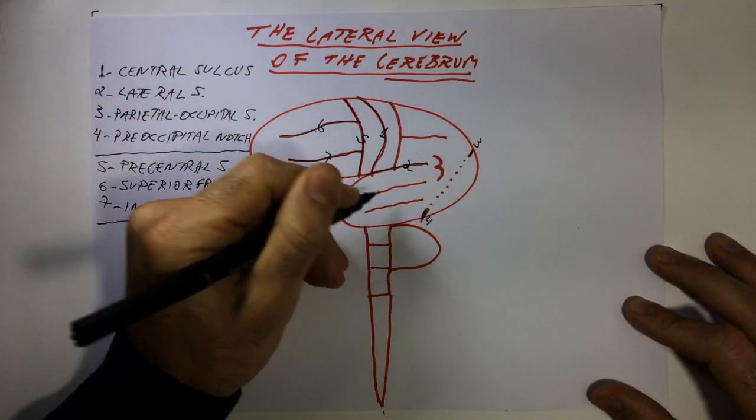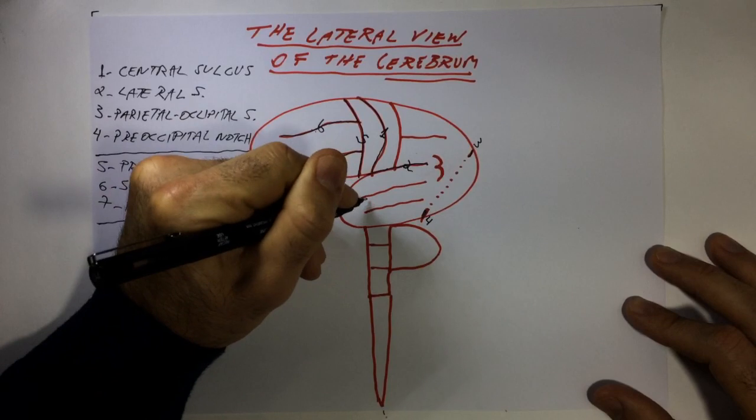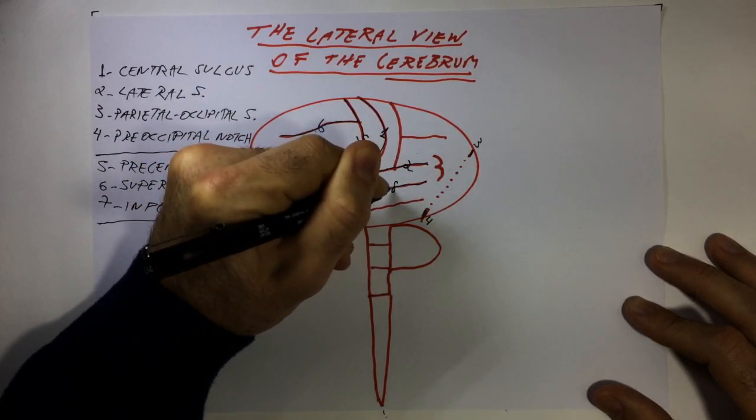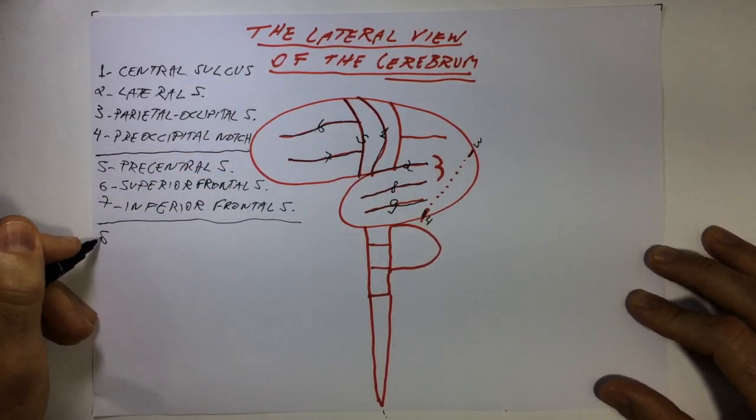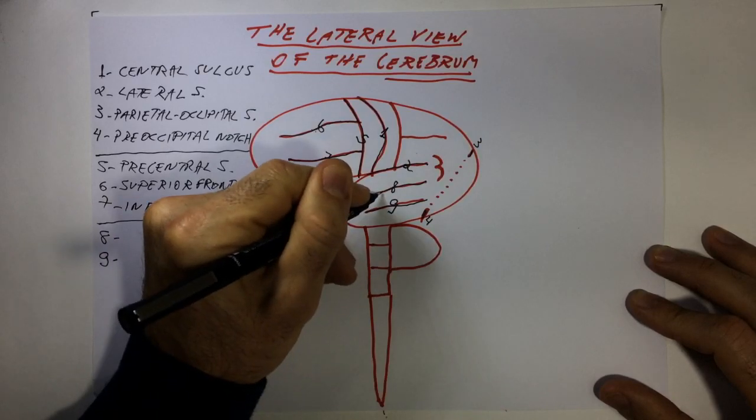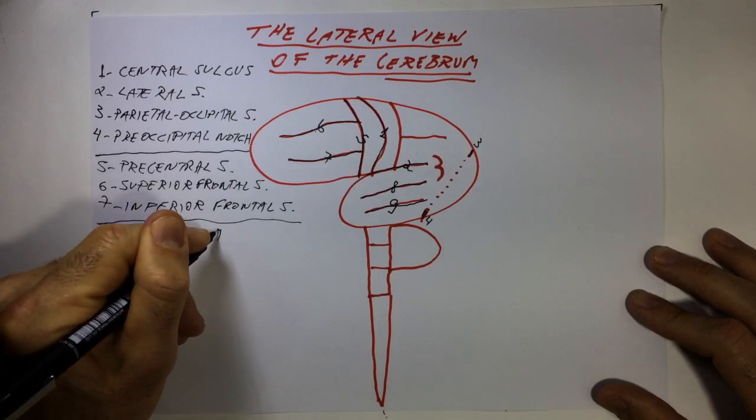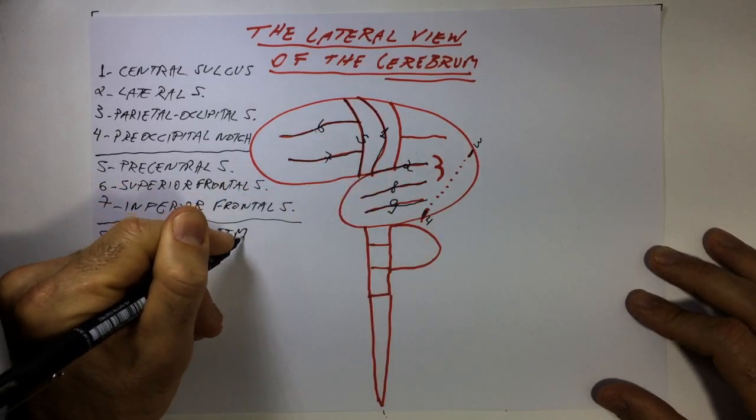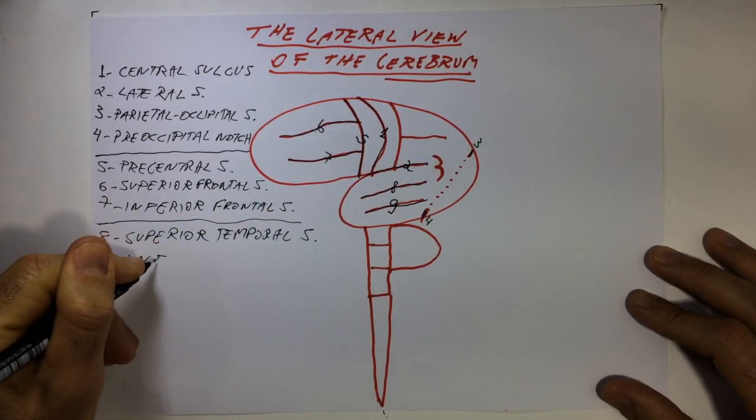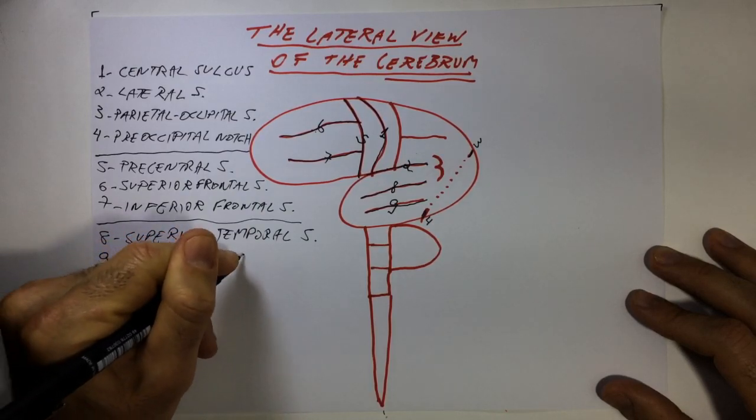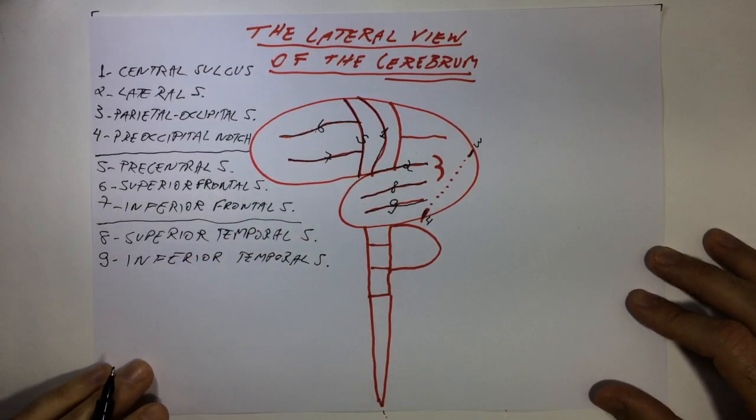Down here we have exactly the same idea in the temporal lobe. So we have, let's say, number 8, it's this one here, and 9, this one here. So 8 and 9 would be superior, inferior. So superior temporal sulcus, and the inferior temporal sulcus. Inferior temporal sulcus.